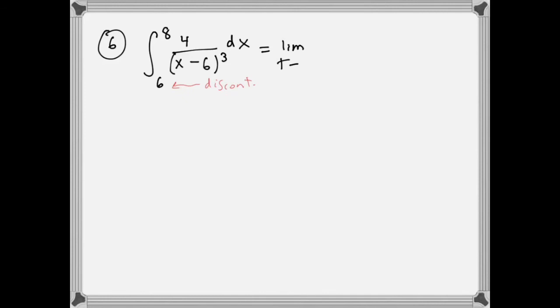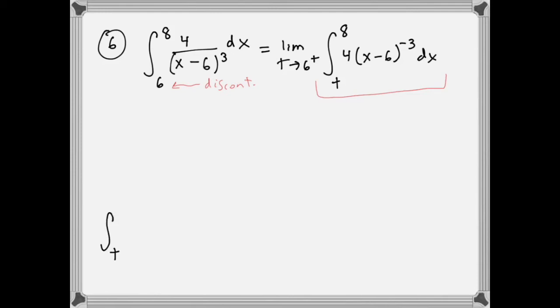We're going to do the limit as t goes to 6 from the right, and then we're going to integrate from t to 8 of 4 times, I'm going to write it this way, x minus 6 to the negative 3 dx. And so what I'm going to do is I'm going to do this integral separately like I've been doing. So let's see what the integral from t to 8 of this guy is. So I know that I can use the power rule for this, right? If I add 1 to the exponent, I get to the negative 2, and then I divide by negative 2. So that just gives me negative 2, and then x minus 6 to the negative 2. And I'm going from t to 8.